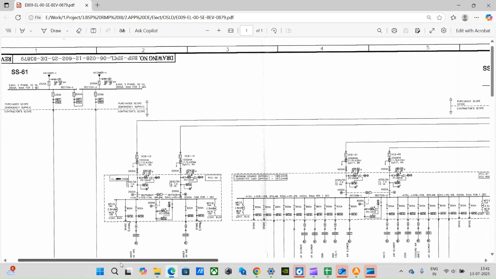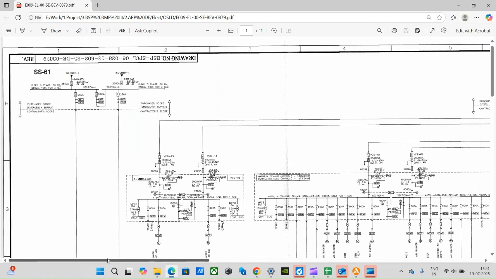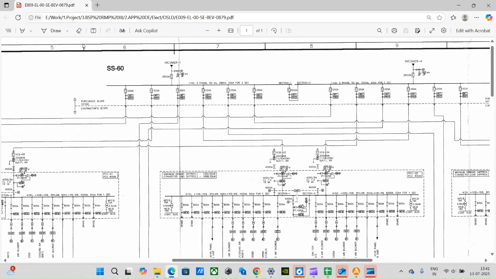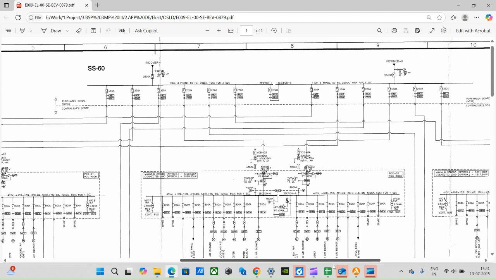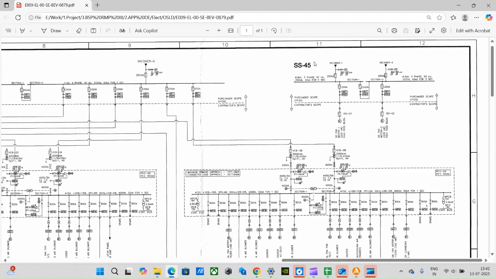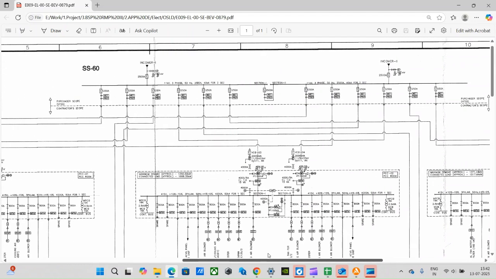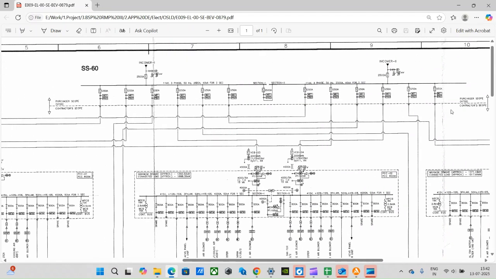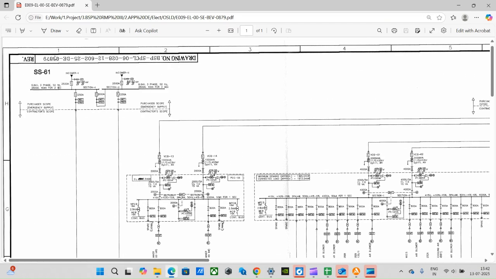So let us understand the power distribution in this project. There were three substations. SS means substation: SS 61, SS 60, and SS 45. So there were three HT panels. This is one HT panel, this is another HT panel, and this is another HT panel.